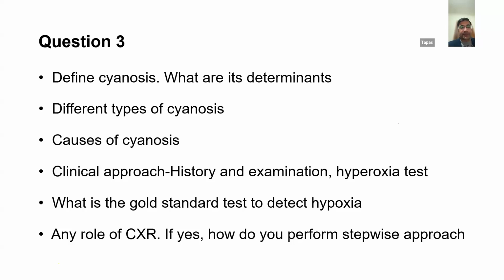Other factors which determine cyanosis are acidosis, hemoglobin F concentration, and the skin color of the baby. So what are the different types of cyanosis? Central, acrocyanosis, differential cyanosis, and reverse differential.